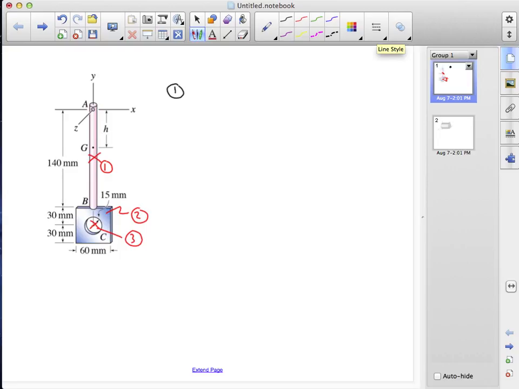For the slender rod, we have the following mass. We have a linear density of 8 times 10 to the minus 4th kilogram per millimeter, and we're multiplying that by 140 millimeters, and that's giving us a mass of 0.112 kilograms. The Y center of the slender rod is half its length. It's in the minus Y direction, so it's going to be minus 70 millimeters.